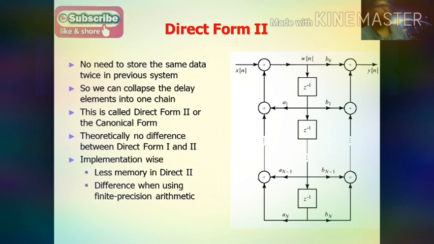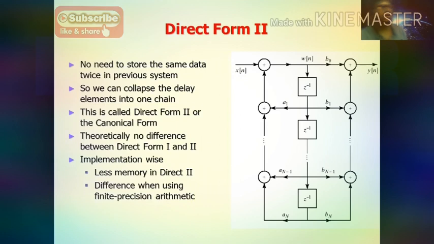So why do we go for direct form 2 from direct form 1? This is the first question I should ask you. Because in direct form 2, the number of delay elements is reduced when compared to direct form 1. It means direct form 2 requires less memory, but direct form 1 requires more memory. This is the main reason we go from direct form 1 to direct form 2 structure.